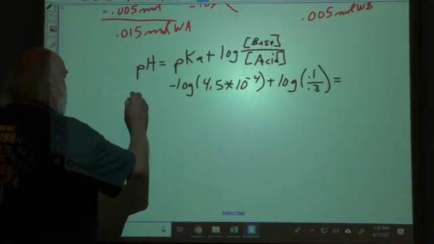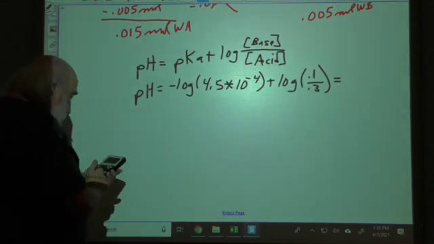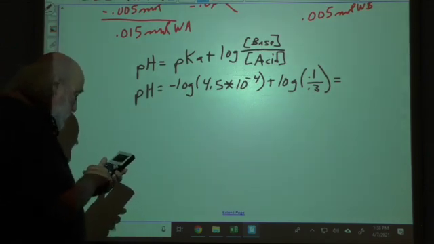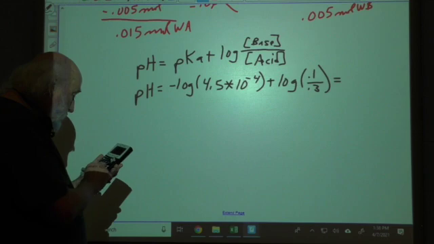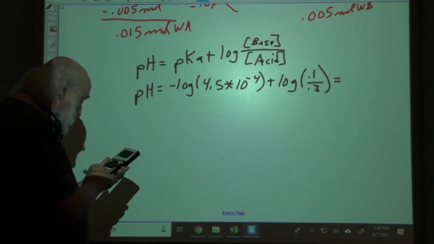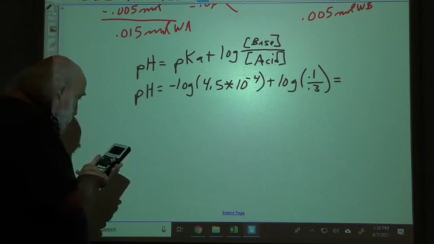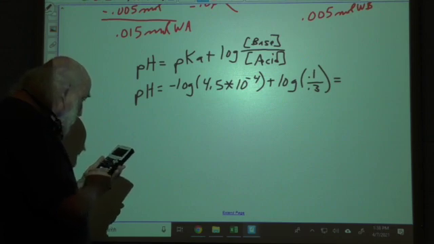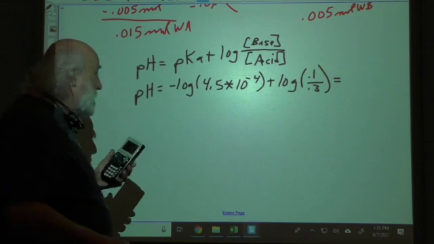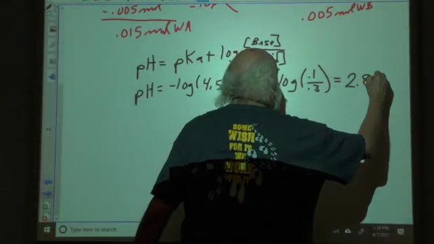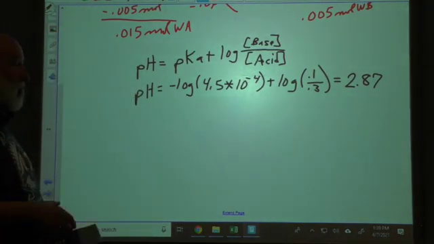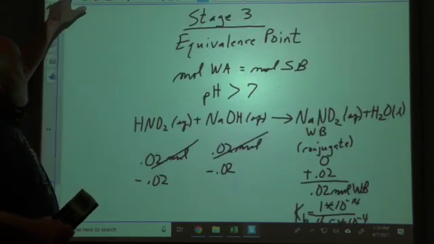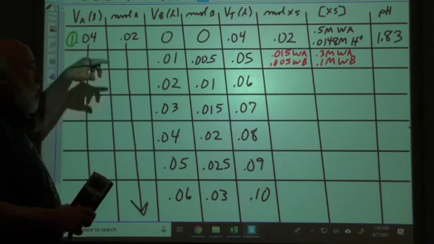Okay, and that is going to give us our pH. And so we take the negative log of 4.5 E negative 4, close parenthesis, plus the log of 0.1 over 0.3, and I get 2.87. Okay, now that's actually kind of interesting, but let's put that up there before. Keep going the wrong way. What else is new, right?